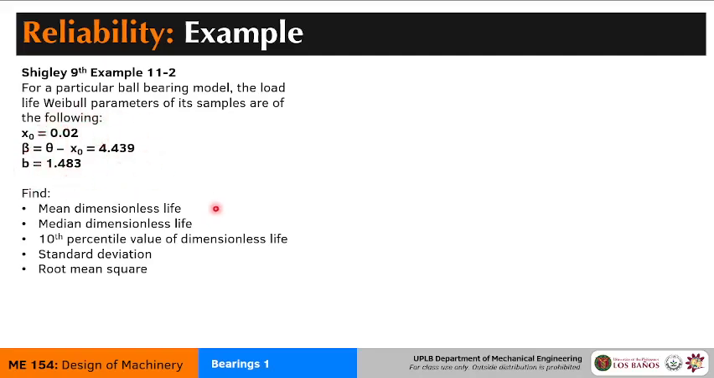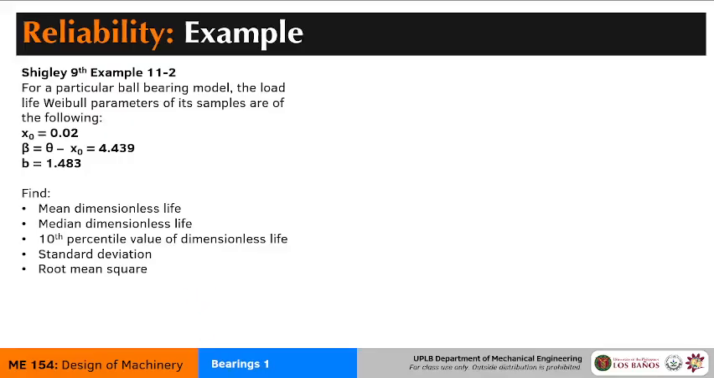Find number one, the mean dimensionless life. Number two, the median dimensionless life. Number three, the 10th percentile value of dimensionless life. Okay, what is that? We'll discuss it later. And then the fourth and the fifth are just the rest of the statistical parameters.